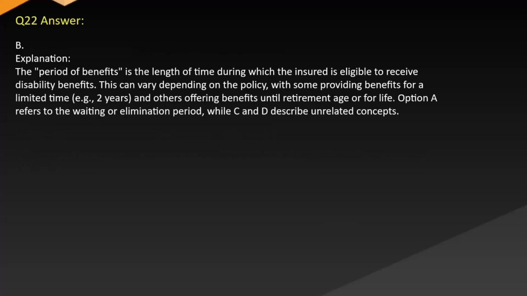Answer B. Explanation. The period of benefits is the length of time during which the insured is eligible to receive disability benefits. This can vary depending on the policy, with some providing benefits for a limited time, e.g. 2 years, and others offering benefits until retirement age or for life. Option A refers to the waiting or elimination period, while C and D describe unrelated concepts.